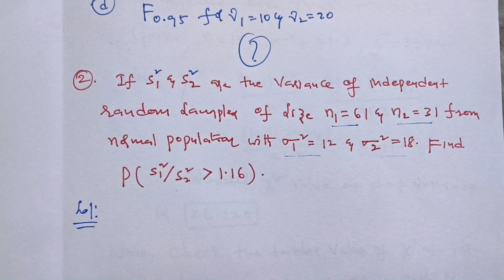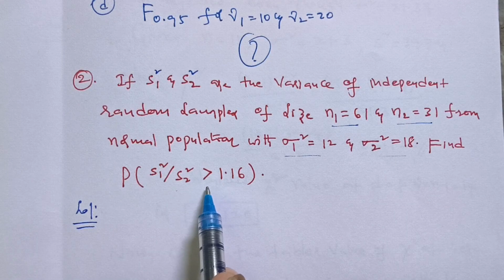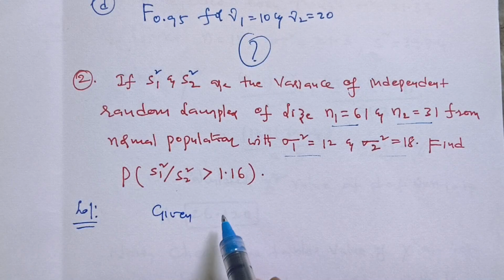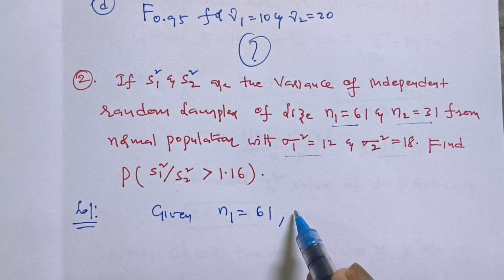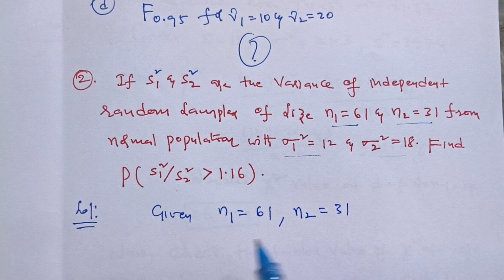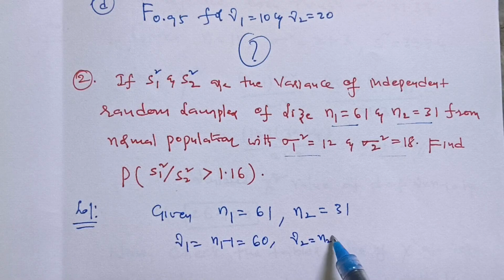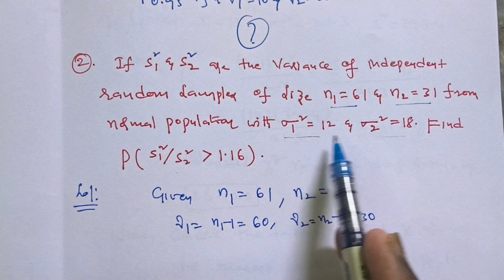Now from the given problem we have to find the probability of S1 square by S2 square greater than 1.16. To find that, the information given in this problem is N1 equals 61, N2 equals 31. These are the sample sizes. So from that we have degrees of freedom: Nu1 equals N1 minus 1 equals 60, Nu2 equals N2 minus 1 equals 30. These are the degrees of freedom.